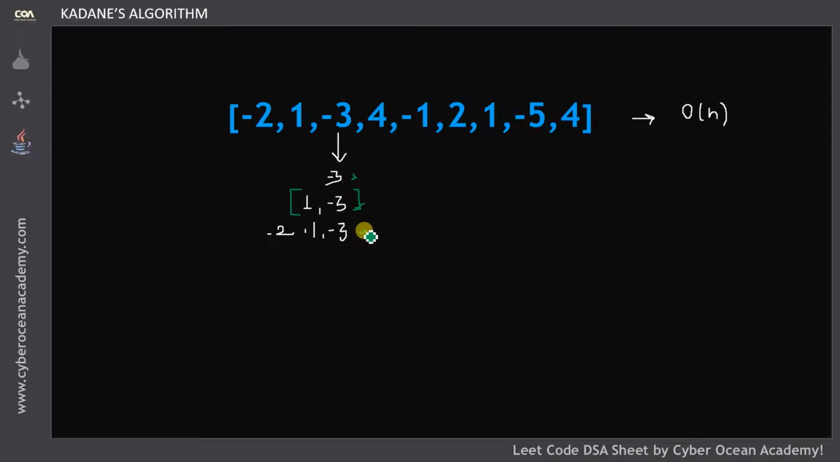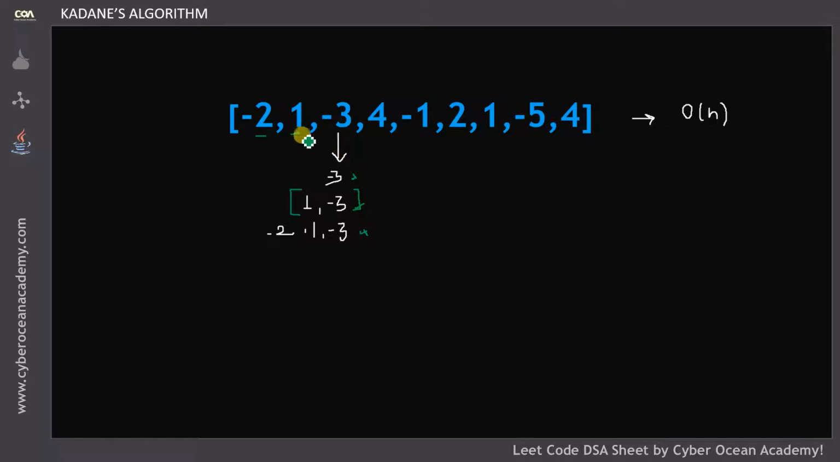Think about if you start from the very beginning, you have only one option, -2. But when you reach this index you have two options, either -2, 1 or just 1. There also we have to find which is the local maximum, so it is basically 1.